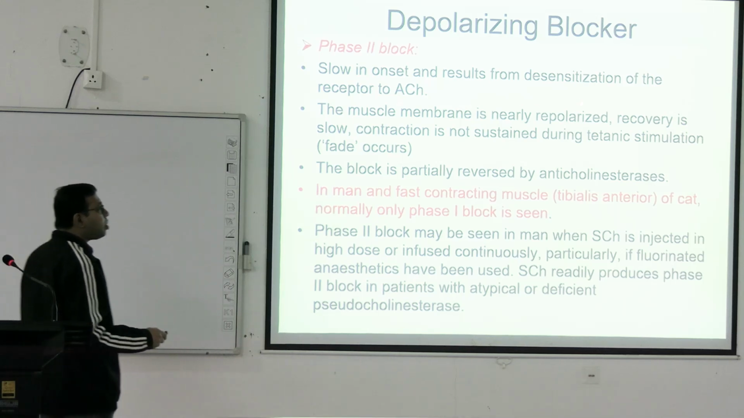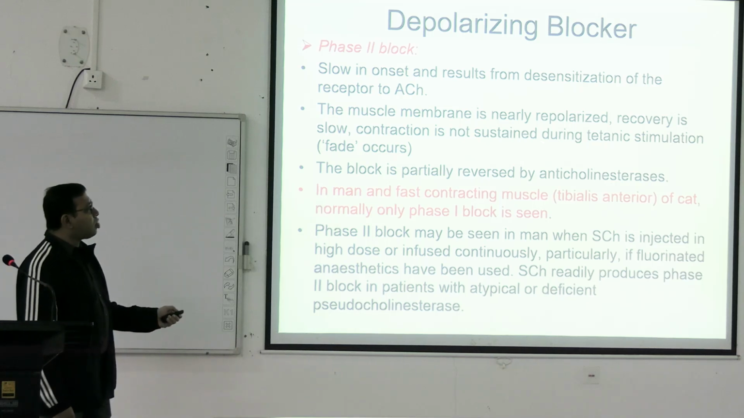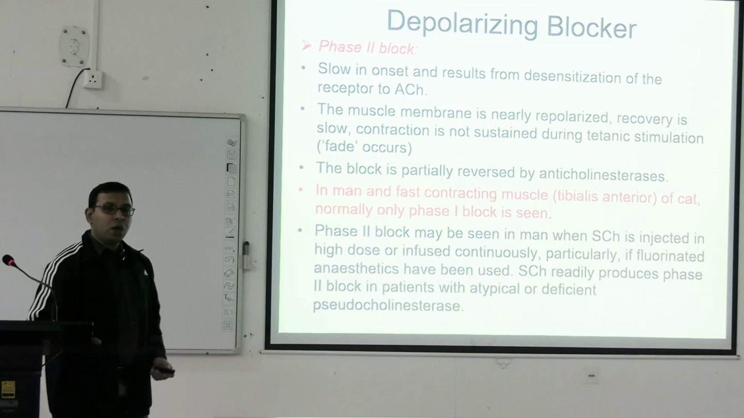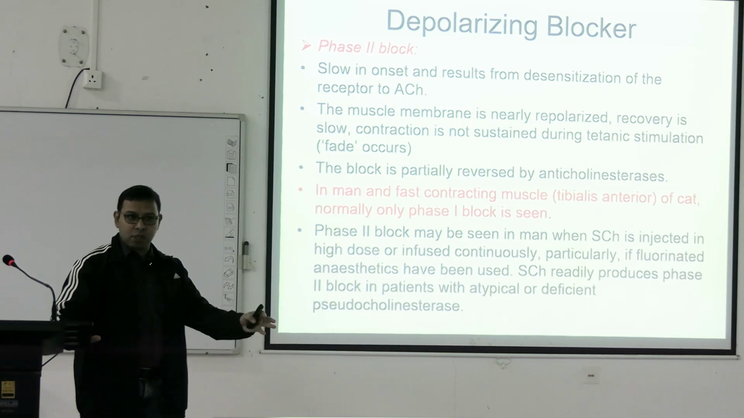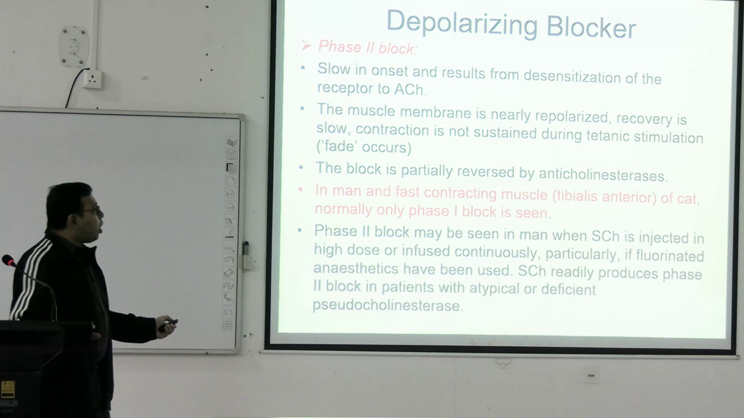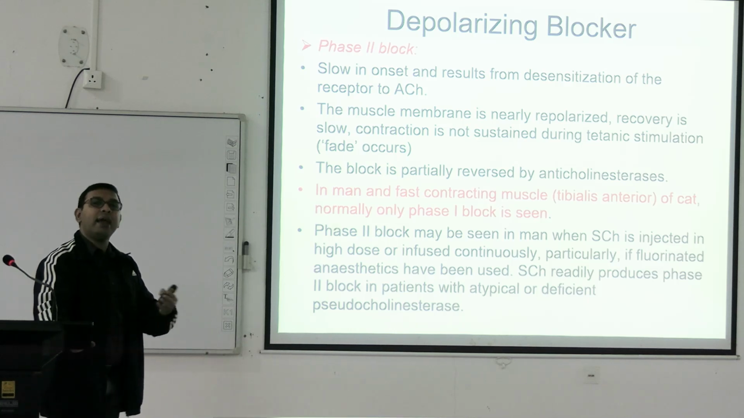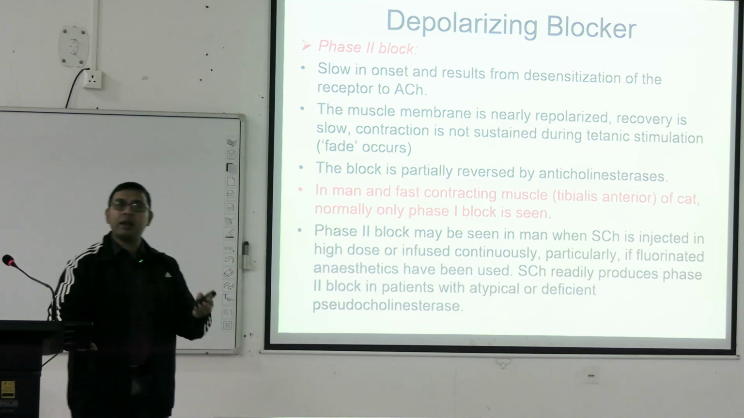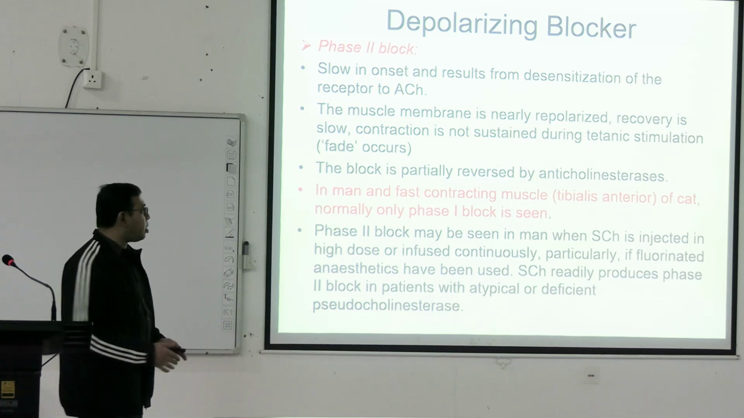The muscle membrane is nearly repolarized, recovery is slow, and contraction is not sustained during tetanic stimulation. That is, here also fade occurs. So here the property is more like the competitive blockers, the previous ones. The block is partially reversed by anticholinesterases. Since it is more like a competitive blocker, and competitive blockers are reversed or surmountable by anticholinesterases like neostigmine, this can also be done by neostigmine to some extent.